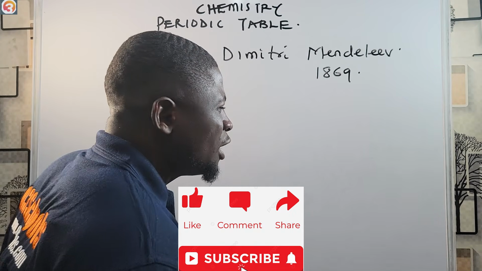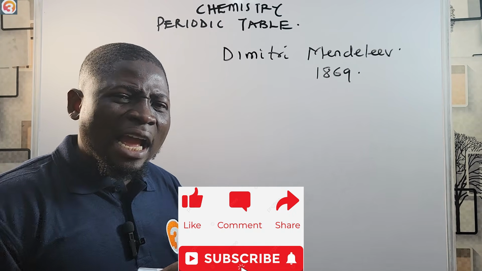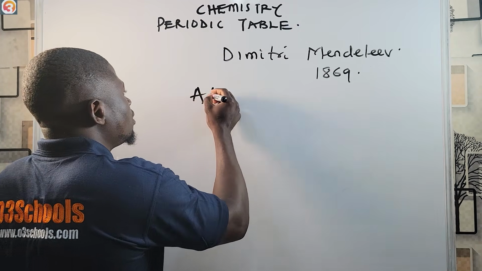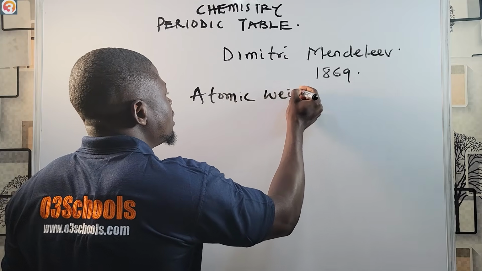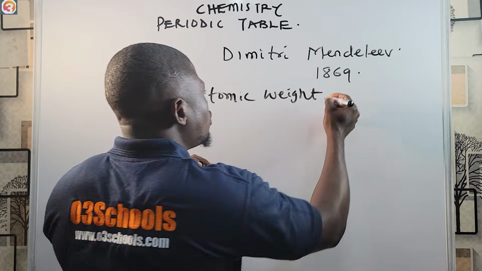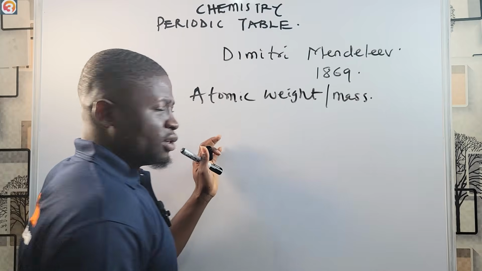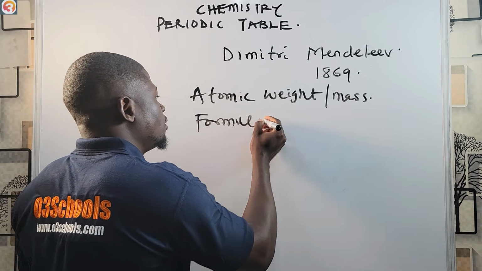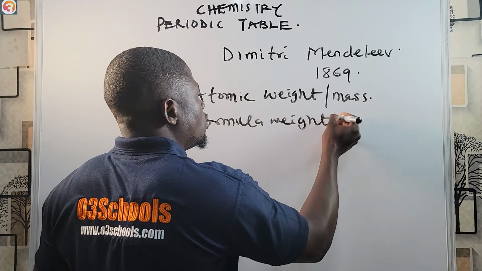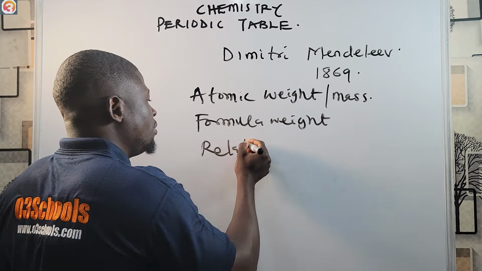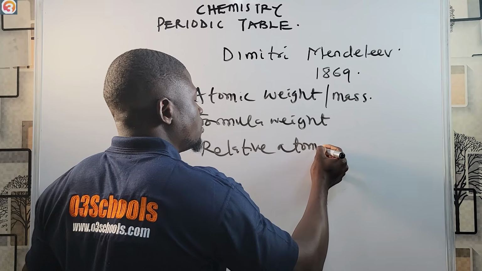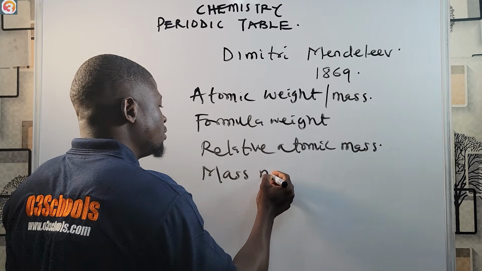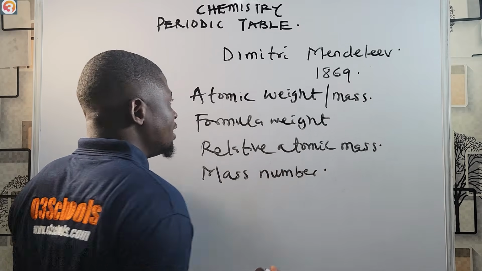periodic table according to the increasing order of their atomic weight, or the one we call atomic mass, atomic weight, or the one we call formula weight, or the one we call relative atomic mass, or the one we call mass numbers. All this means the same thing.